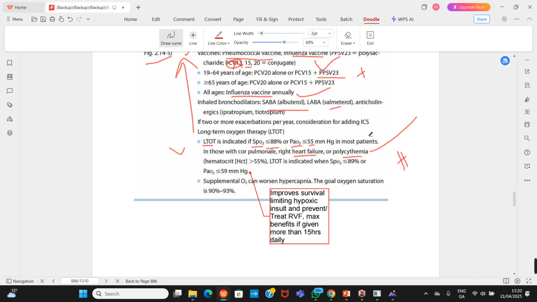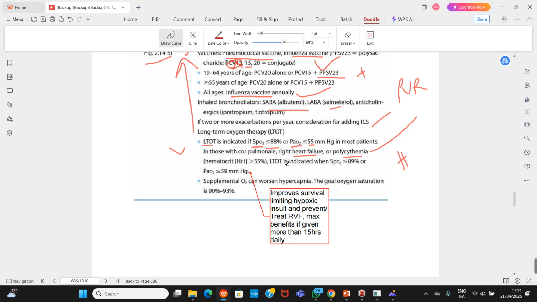We have explained it when we were talking about blue bloaters in chronic bronchitis. The hypoxemia will increase pulmonary vascular resistance, and the person is going to be having right heart failure. That is cor pulmonale, meaning somebody is having right heart failure from a pulmonary cause. The pulmonary cause here is COPD.